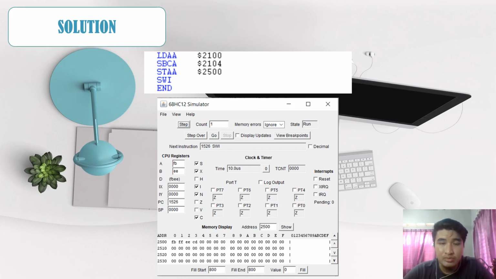Next is the last operation, which will also be the same because this system was designed to be simple and more straightforward. The flow is just the same: first we load the value, and then we subtract by using the SBCA instruction, and then the answer will be stored at the memory location $2500. So we can see here 2500. This is the answer for the last operation. This is the value of the answer of each operation.